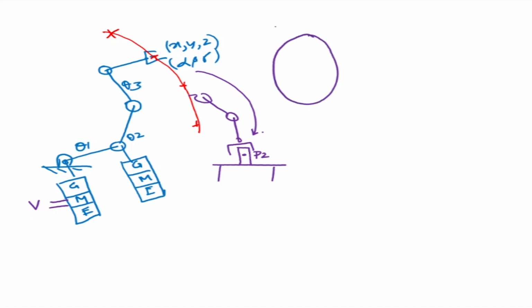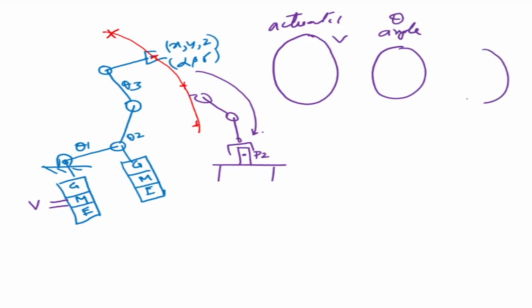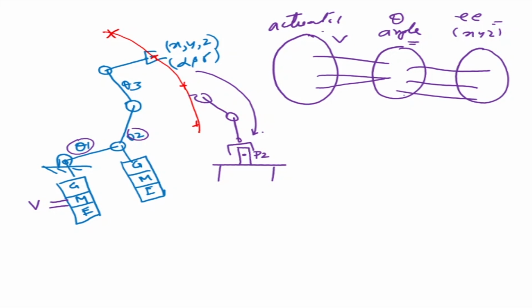So this is my actuator space, in which I'm going to give voltage, because of which the joint angle will change. So theta will change, and because of the change in angle, the end effector position xyz will change, and this is called the end effector space. So this is my actuator space, this is the joint angle space, and this is the end effector space, and there can be different kinds of mapping going on, forward and backward.